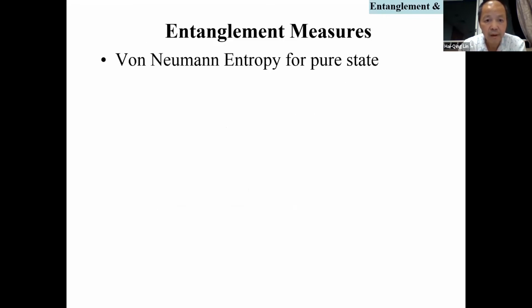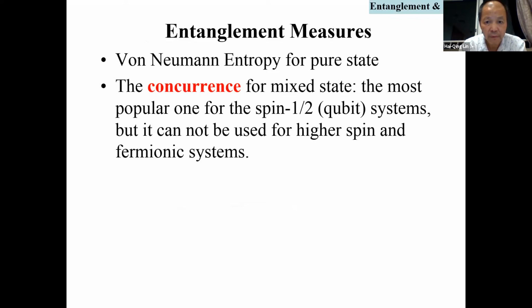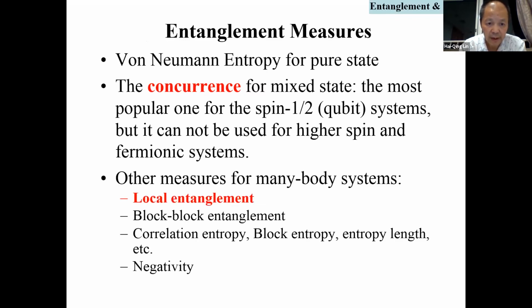All right. Now, if you want to study this entanglement, then you need to have some kind of measures. For example, von Neumann entropy for a pure state, and for a two-level state, the most popular one is concurrence. Now, for other many-body systems, you can also use different measures, such as local entanglement, block entanglement, etc. So today I'm going to just use concurrence for two-level systems and local entanglement for fermionic systems to show you.